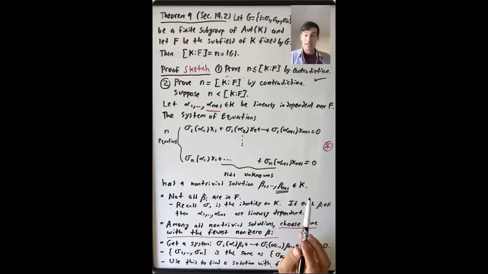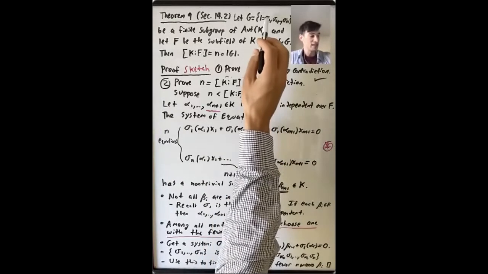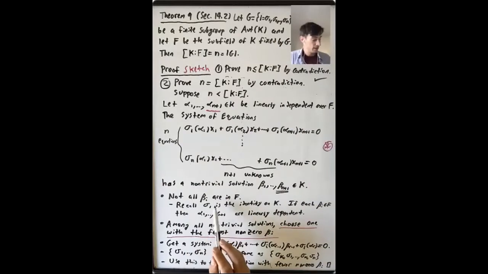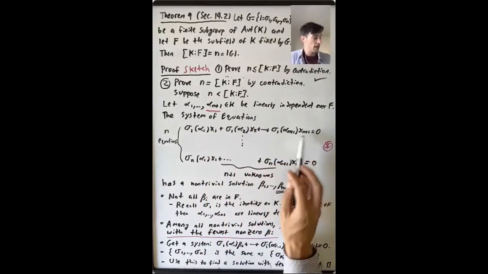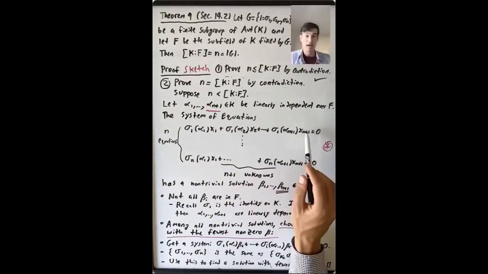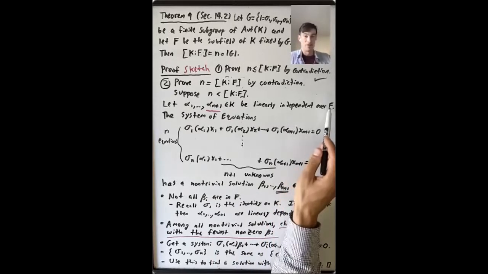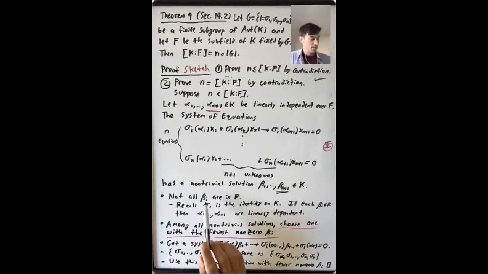So it's important to note that not all of these beta i's are in F. Why not? Well, what is sigma 1? Sigma 1 is the identity on K. So what does this first equation look like? It would just look like alpha 1 x1 plus alpha 2 x2 plus alpha n plus 1 x n plus 1. So if all of the beta i's were in F, then alpha 1 up through alpha n plus 1 would be linearly dependent over F. So what does that mean? That means that not all beta i are in F. So at least one of them is in K, but not in F.